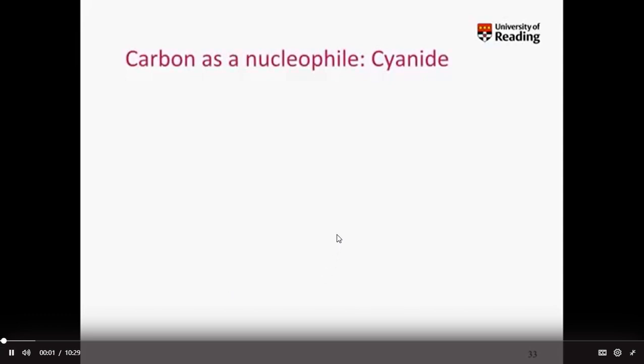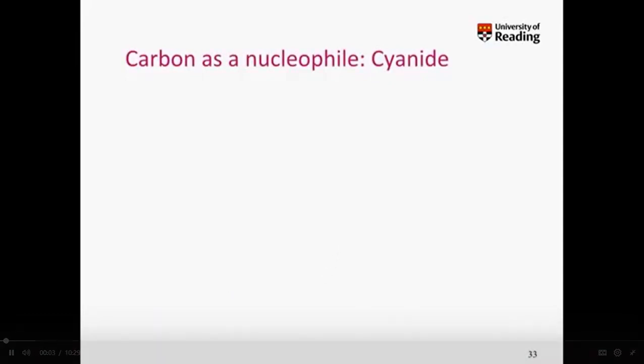We said before with the aromatic chemistry, forming carbon-carbon bonds is really important because that's where you can start to increase the size of your drug molecule, for example. You can introduce additional complexity by being able to form carbon-carbon bonds. So can we use carbon as a nucleophile? And the answer is yes. One example is to use the cyano group.